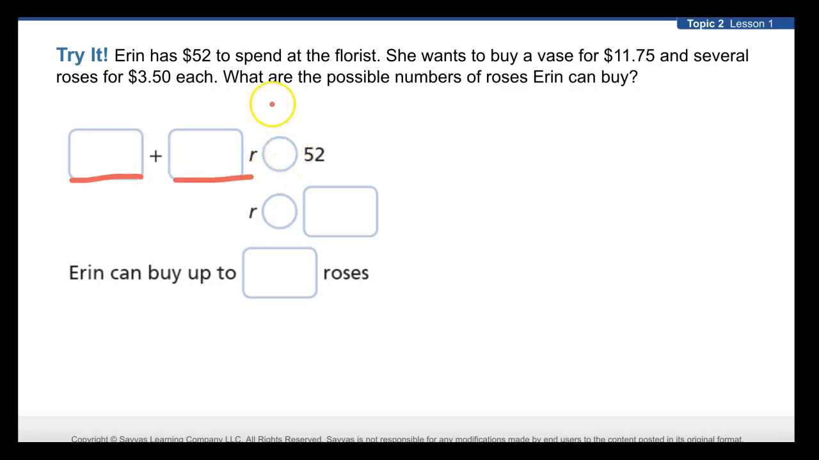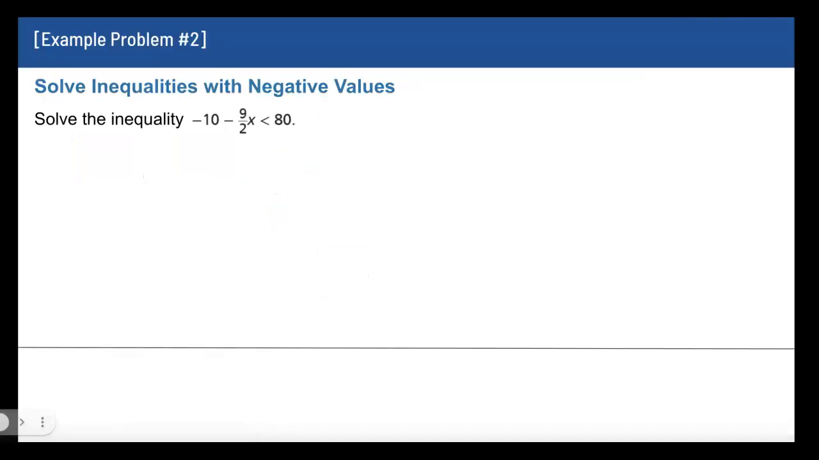Think about, can this be more than 52? Or is it less than 52? Could it be equal to 52? Make sure you solve by subtracting and dividing to get the number of roses. And keep in mind that roses are going to be whole numbers, so make sure you give a whole number answer.